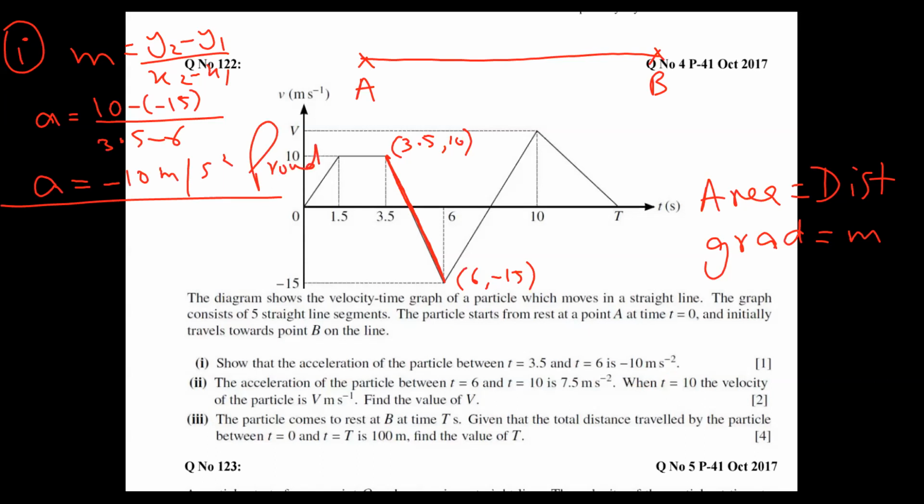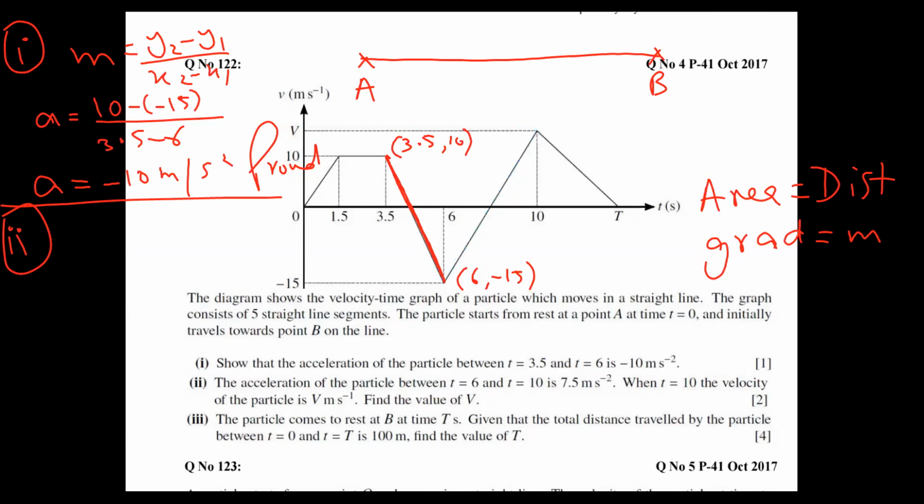Part number 2. What is being asked here is the acceleration of the particle from 6 to 10. Where is 6 and where is 10? 6 is here and 10 is here. So he talks about this line. Let's see how we can do this part. He said that the acceleration between 6 and 10 is 7.5, and at time 10 the velocity of the particle is v. So this v is unknown. This is an interesting part. He said to find this v.